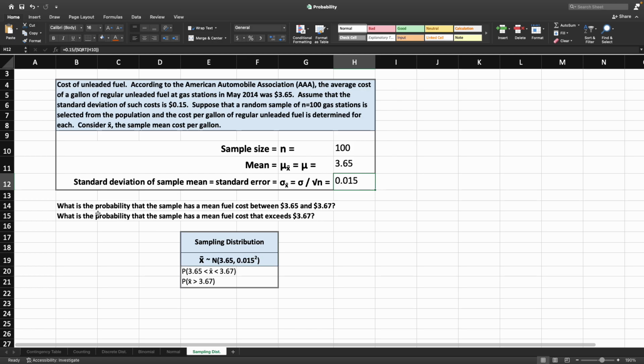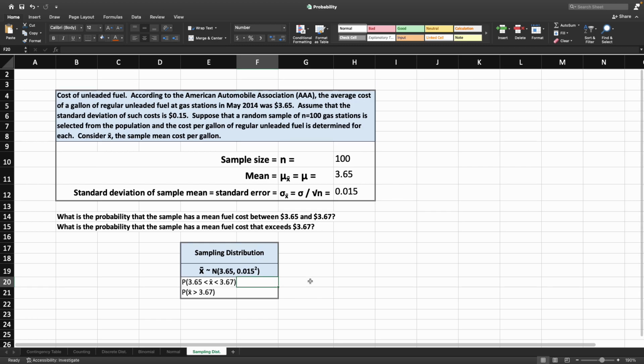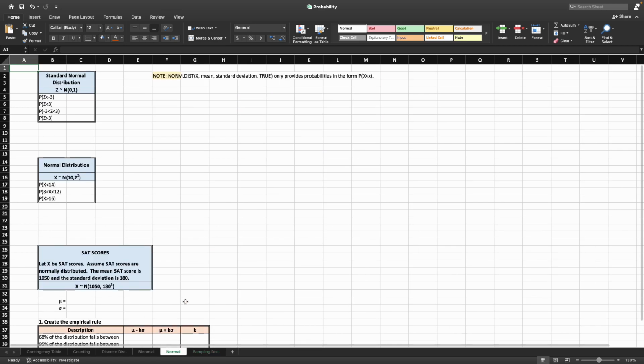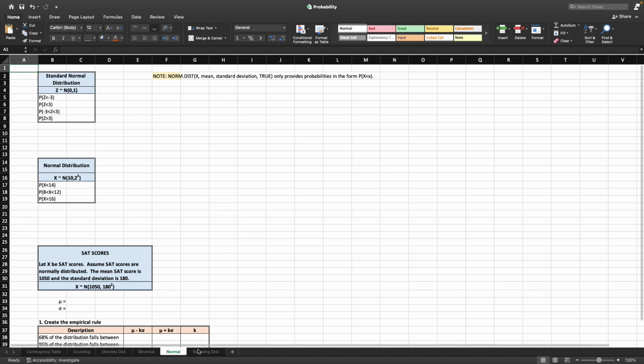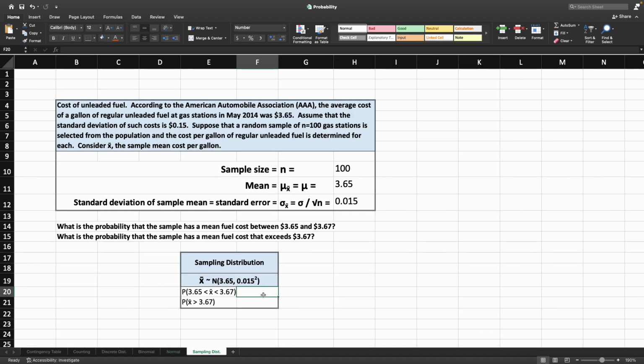Then if you recall, we had two questions. The first is, what's the probability that the sample has a mean fuel cost between 3.65 and 3.67? So I've rewritten that down here. And then what is the probability that the sample mean has a mean fuel cost that exceeds 3.67? And I've written that in notation right here. So now we're just doing the same thing we did before on this tab. So we're just going to keep using the norm.dist function.